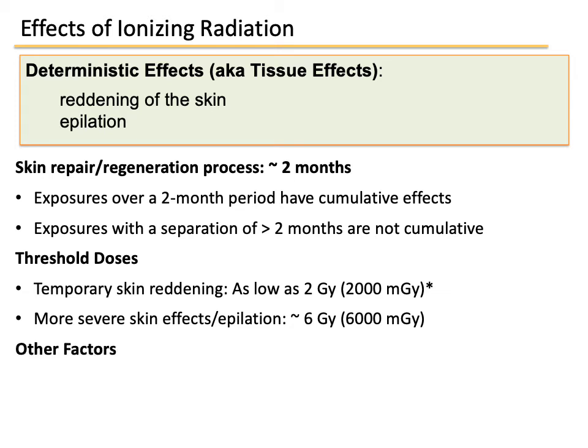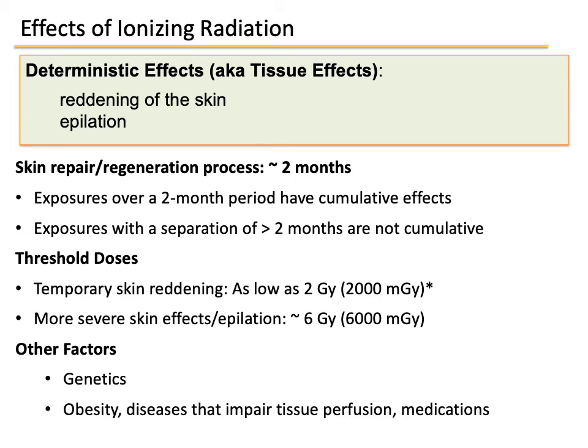Some factors that can make patients more susceptible to developing radiation-induced injuries of the skin and hair include genetics, and the contributing factors here aren't fully understood. Obesity, any disease that impairs tissue perfusion, and some medications can also increase radiosensitivity.